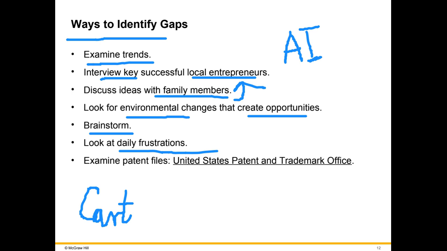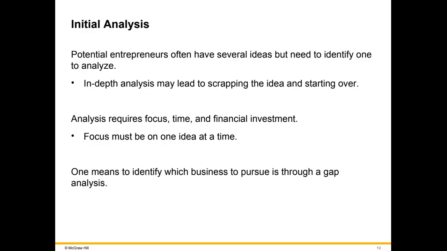Examine patent files like the United States Patent and Trademark Office. This is a must, because if somebody has already registered a patent, then you might face a problem, especially when you try to register your business idea. You also need to do some internal analysis. Potential entrepreneurs often have several ideas, but need to identify one to analyze.